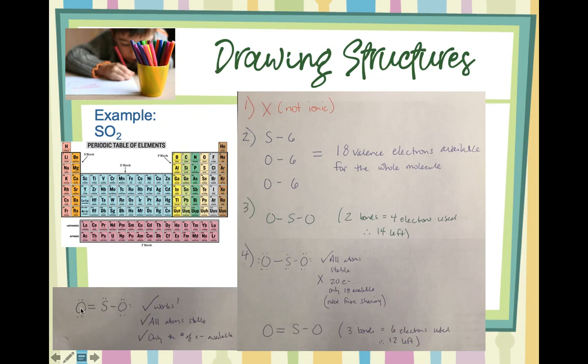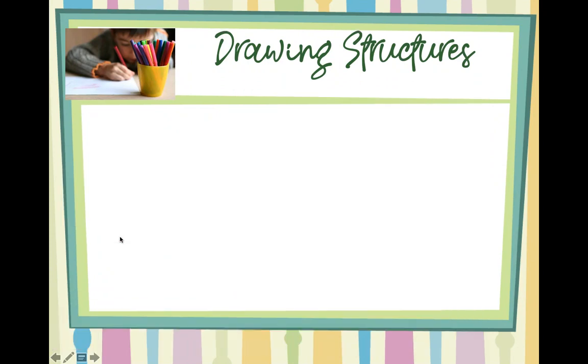But in general, this oxygen has access to 8 valence electrons. This sulfur has access to 8 valence electrons. This oxygen, access to 8 valence electrons. It all works, they're all stable, and we only use the exact number of electrons available. This is the stable structure for sulfur dioxide. All right, let's try one more.